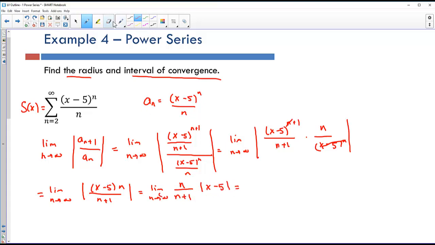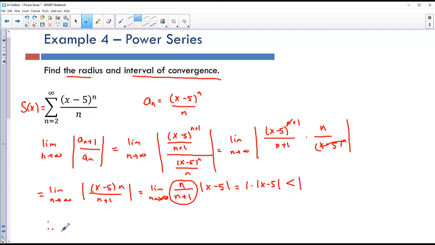The only thing that really matters right here is what happens as n goes to infinity. This is the only thing that's going to change, and it is going to go to 1 because it's n divided by n plus 1. Only the n's really matter, so the 1 you can forget about because you're going to infinity. So you're just going to get 1 times the absolute value of x minus 5, and we want that to be less than 1 so that this thing converges.